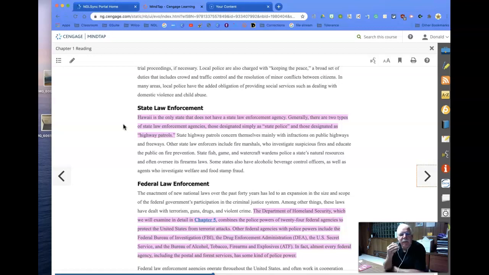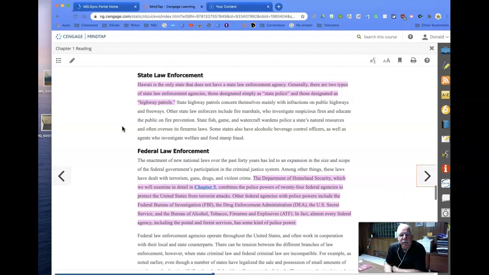They patrol mostly the public highways and the freeways. There's also state fire marshals, state fish and game wardens. Some states actually have state alcohol beverage control officers as well. At the federal level, so we have local, we have state, and now we have federal.